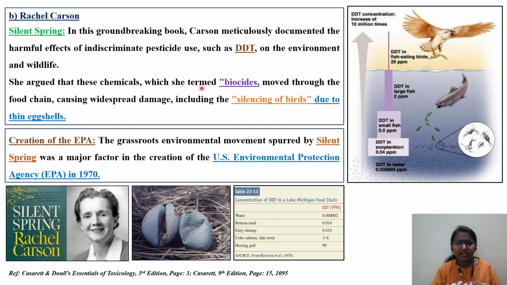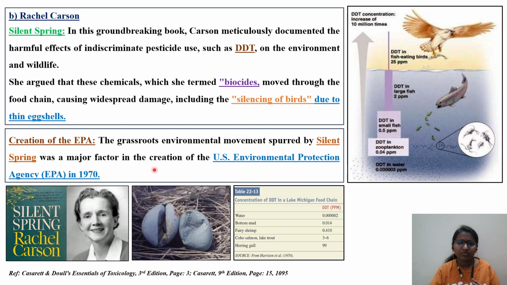So the main important thing that happened, and why the book was named Silent Spring, is that birds' eggshells became thin because of this DDT, because of which the bird population decreased, and that particular spring was very silent.